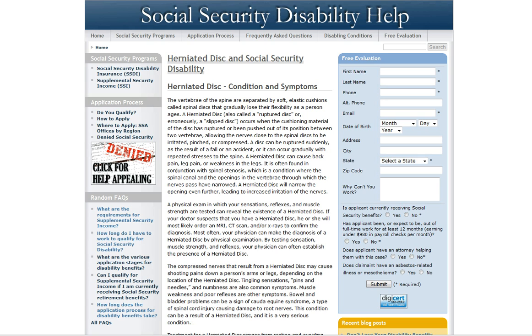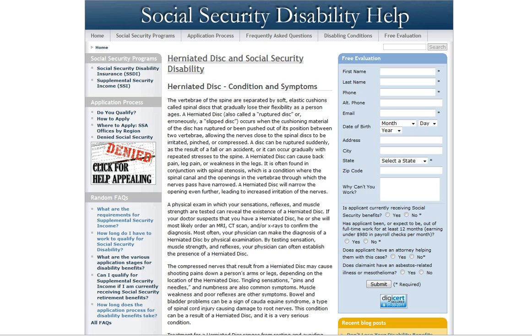The vertebrae of the spine are separated by soft, elastic cushions called spinal discs that gradually lose their flexibility as a person ages. A herniated disc, also called a ruptured disc, or erroneously a slipped disc, occurs when the cushioning material of the disc has ruptured or been pushed out of its position between two vertebrae, allowing the nerves close to the spinal discs to be irritated, pinched, or compressed. A disc can be ruptured suddenly as the result of a fall or an accident, or it can occur gradually with repeated stresses to the spine.